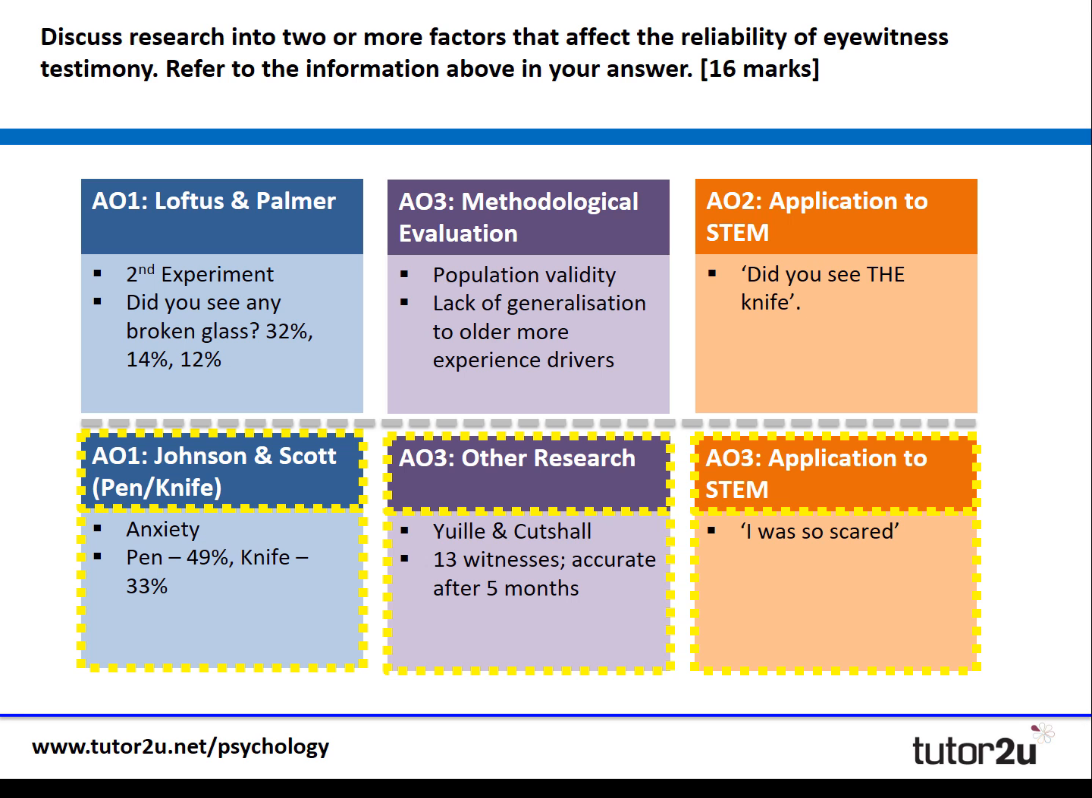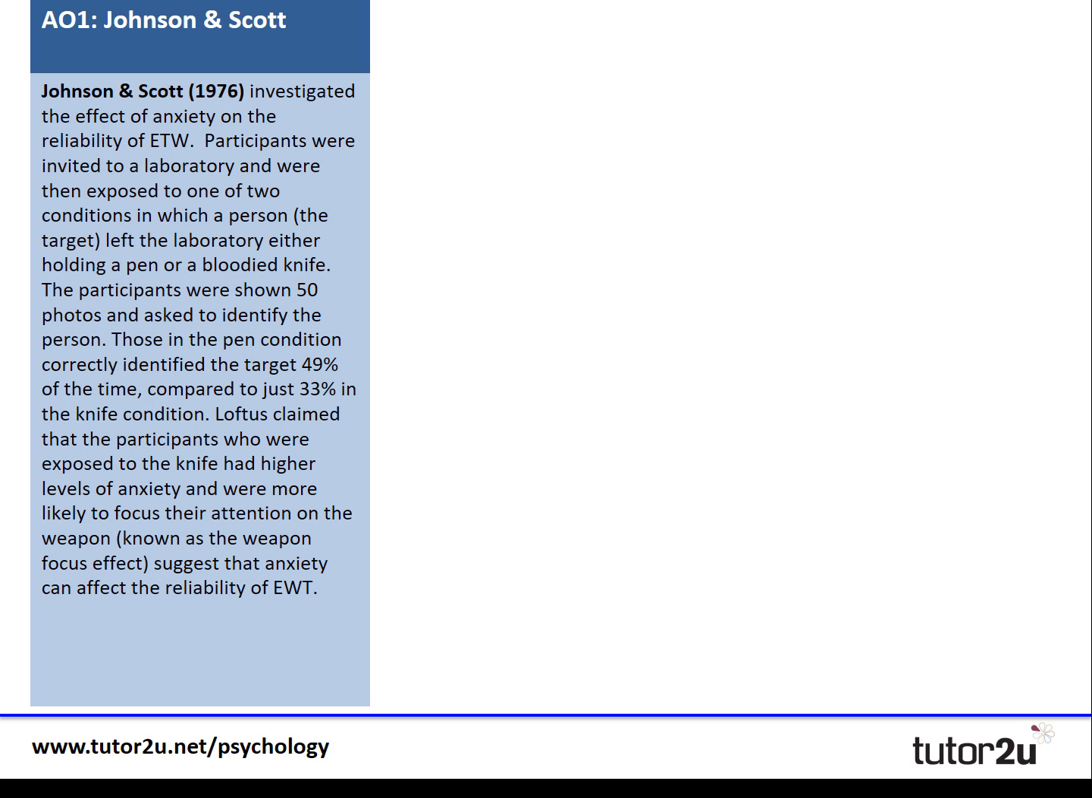Okay. Now let's take a look at the second part of the essay with the second factor, where we're going to look at anxiety, bring in the researchers Johnson and Scott, look at a second study by Yule and Cutshall, and again apply it to the extract. Okay. So here's our knowledge, and again notice how I've concisely summarised this in about 75 words.